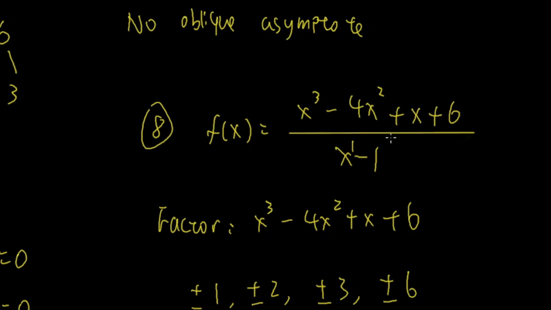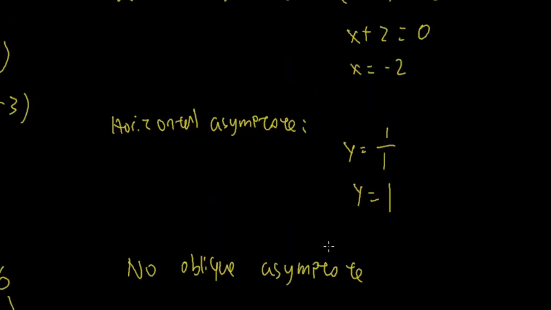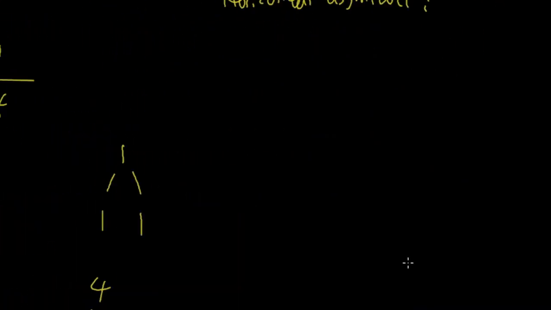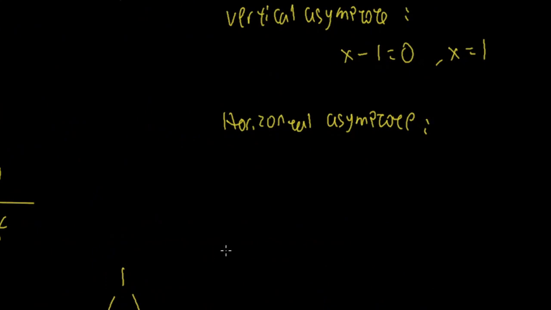Because if you divide the numerator by the denominator, you will have x squared as the highest degree of power. But that's not a line. It has to be just x to the power 1. So that's no oblique asymptote either. So in this case, horizontal asymptote? No. No oblique asymptote either.